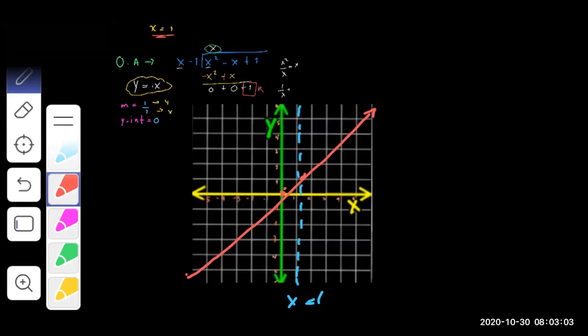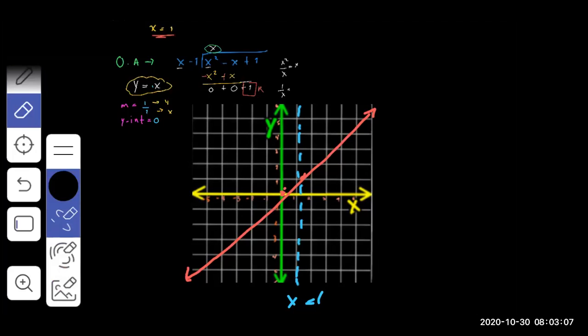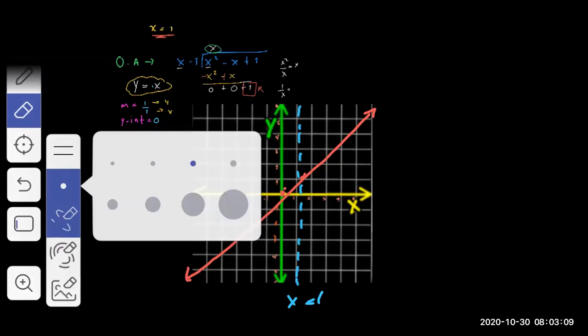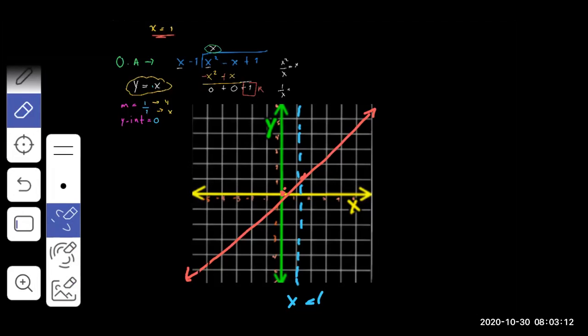Oh, amazing. This is the best graph that I've ever gotten. Okay, now I'm going to dash this line, because it's an asymptote, which is just dashed. The graph is going to approach this line, but it's never quite going to touch it. Okay, take a look, guys.